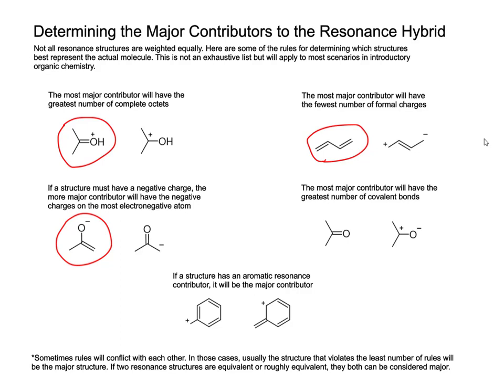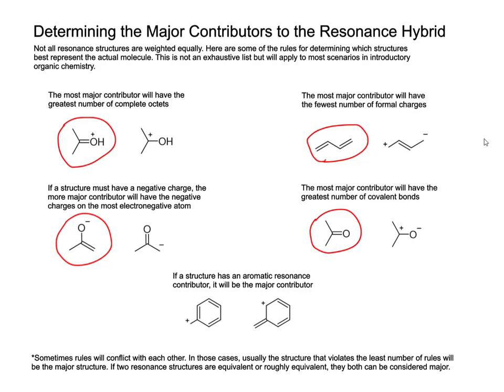The most major contributor will have the greatest number of covalent bonds. That includes both single and double bonds. Notice the molecule on the left has 4 covalent bonds, whereas the one on the right only has 3. You may also notice that this is also supported by the first rule: the most major contributor will have the greatest number of complete octets. Sometimes the rules overlap and reinforce each other. So again, the one on the left is more major.